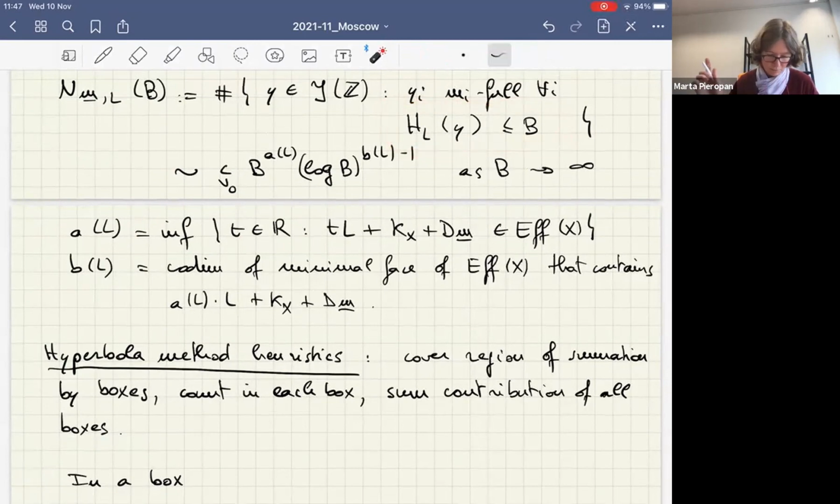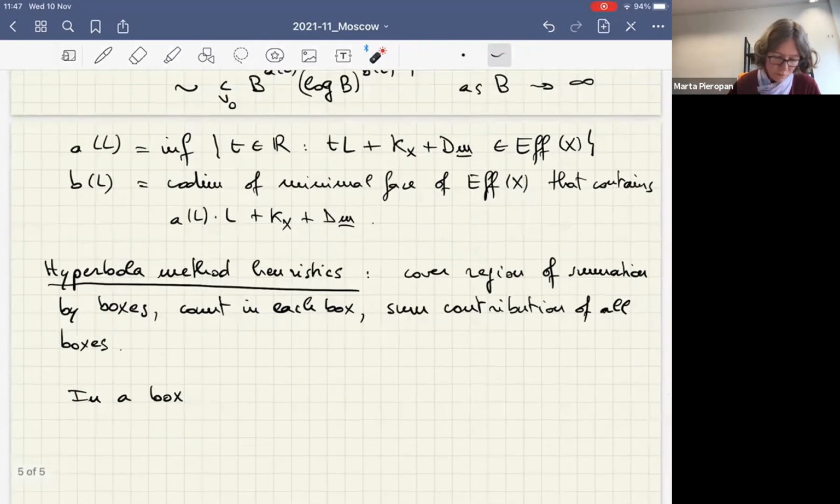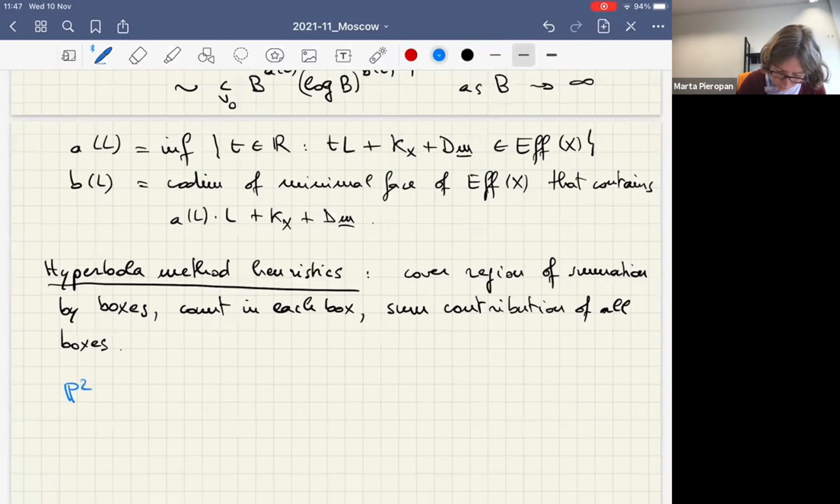So perhaps I can give an example. So let me write down here an example. If x is P2, there's no hyperbola involved. The region of summation looks like, well, really just a box in A3. And there's nothing special going on in there.